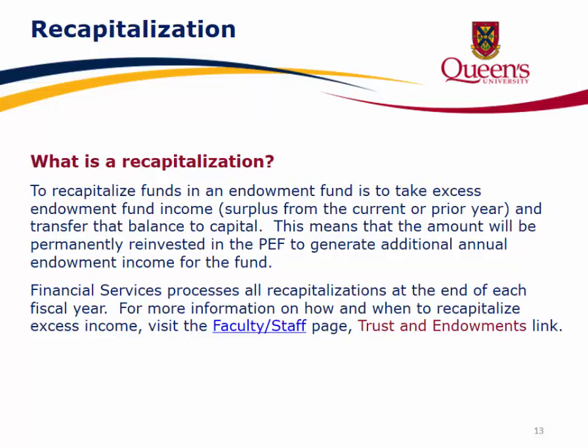To recapitalize funds in an endowment fund is to take excess endowment fund income, that is, surplus from the current or prior year, and transfer that balance to capital. This means that the amount will be permanently reinvested in the PEF to generate additional annual endowment income for the fund. Financial Services processes all recapitalizations at the end of each fiscal year. For more information on how and when to recapitalize excess income, visit the Faculty Staff page, Trust and Endowments link.